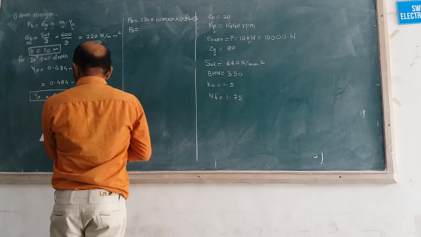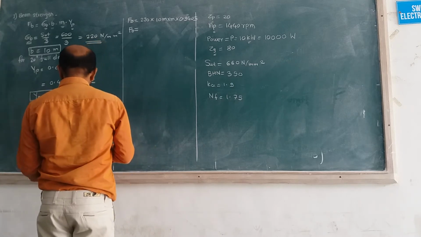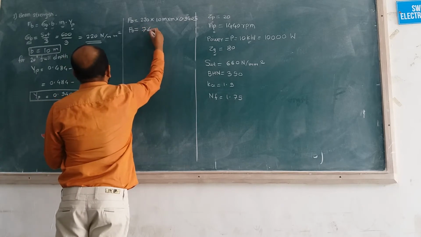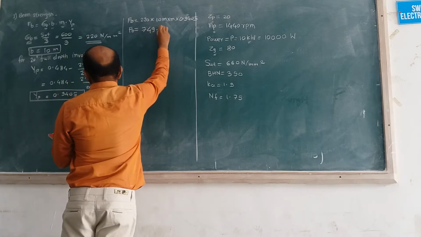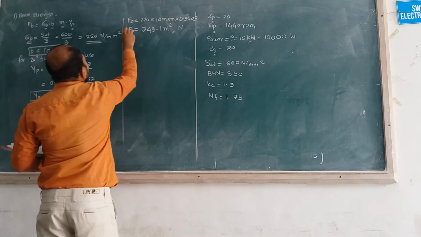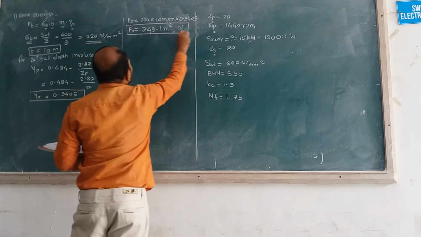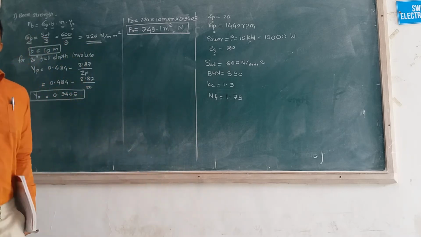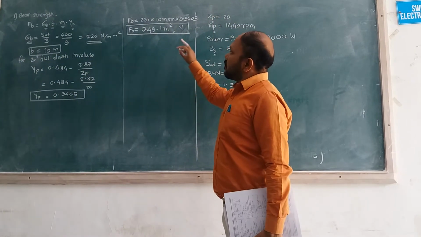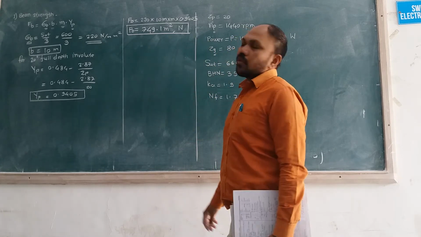we are getting Fb is equal to 749.1 times module square, and this is in Newton. So this is our Fb value. So beam strength we are getting in terms of module square. So Fb is equal to 749.1 module square.